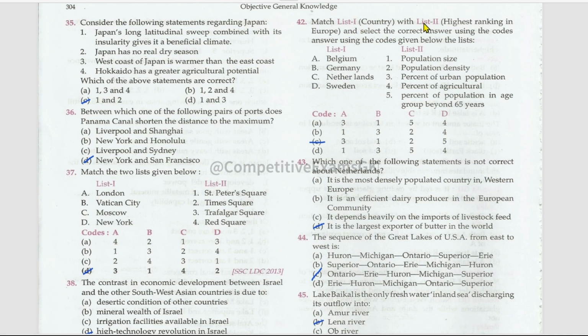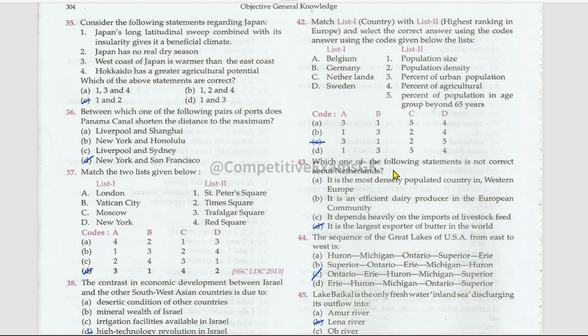Next, matching list 1 of the countries and list 2 are the highest ranking in Europe. Belgium, percent of urban population. Germany, population size. Netherlands, population density. Sweden, percent of population in age group beyond 65 years.